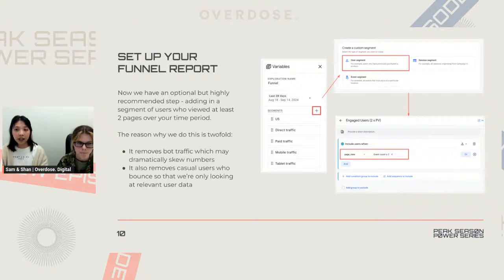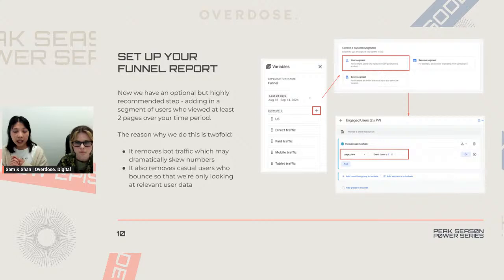The last step for our funnel report is an optional one, but one that I highly, highly recommend. And it is creating a segment of users who are engaged. And what we mean by that is that they viewed at least 2 pages over the time period that you've set. So this means that any user who's only viewed 1 page will be excluded from your funnel report. And the reason why we do this is to make the data less noisy.